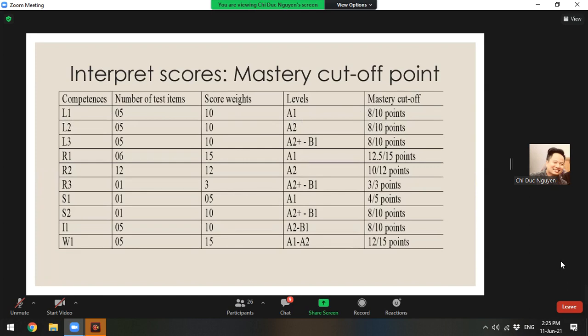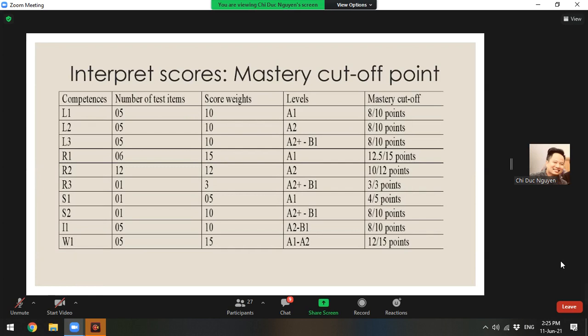Yeah, for example, for listening competence number 1, I have 5 items in the test. And the score weight for these 5 items is 10. If my student has only 5 correct answers, what can I say to them? If my student has 8 correct answers, what can I say to them? If my student has only 7 correct answers, what can I say to them?